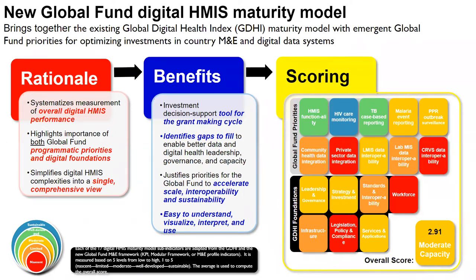And so you can see some of the benefits, as I mentioned as well, for decision support for our grant-making cycle, identifying the gaps, accelerating towards sustainability and scaling up, improving interoperability. And as we heard as well from some of the examples already, it's very easy to understand when you're using colors and maturity levels and show direction based on the way that these outputs are developed in dashboards, et cetera.